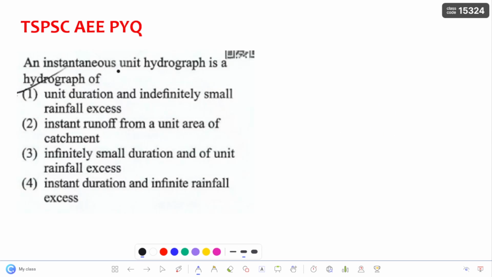Next, coming to the instantaneous unit hydrograph, it is a hydrograph of... Here unit hydrograph means it should be unit depth of rainfall, like unit runoff excess. Here you can see unit rainfall excess is directly given, and also instantaneous means infinitely small duration. So you can pick this option. This is the right answer.